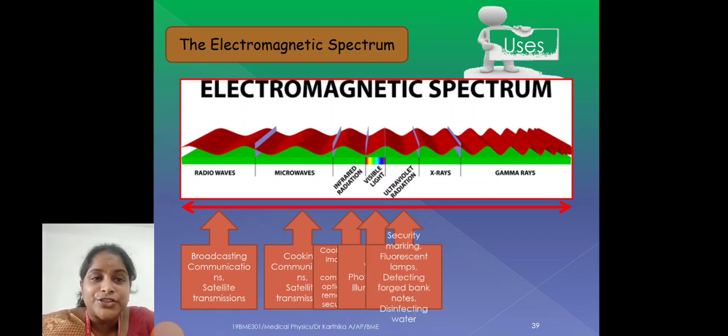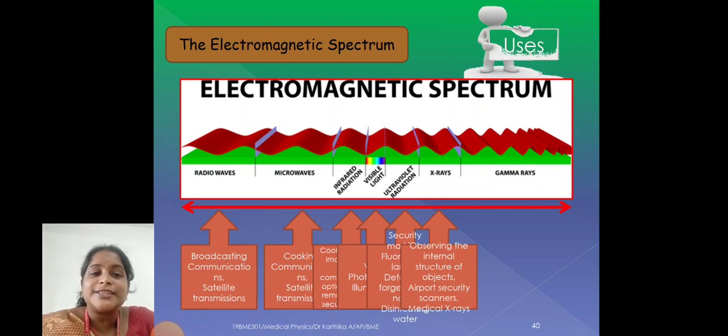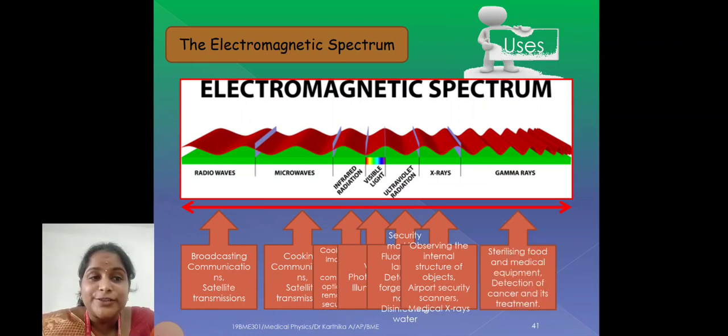Ultraviolet radiation is used for security marking, fluorescent lamps, detecting forged banknotes and disinfecting water. X-rays are used for observing the internal structure of objects, airport security scanners and medical X-rays. Gamma rays are used for sterilizing food and medical equipment, and for detection of cancer and its treatment.